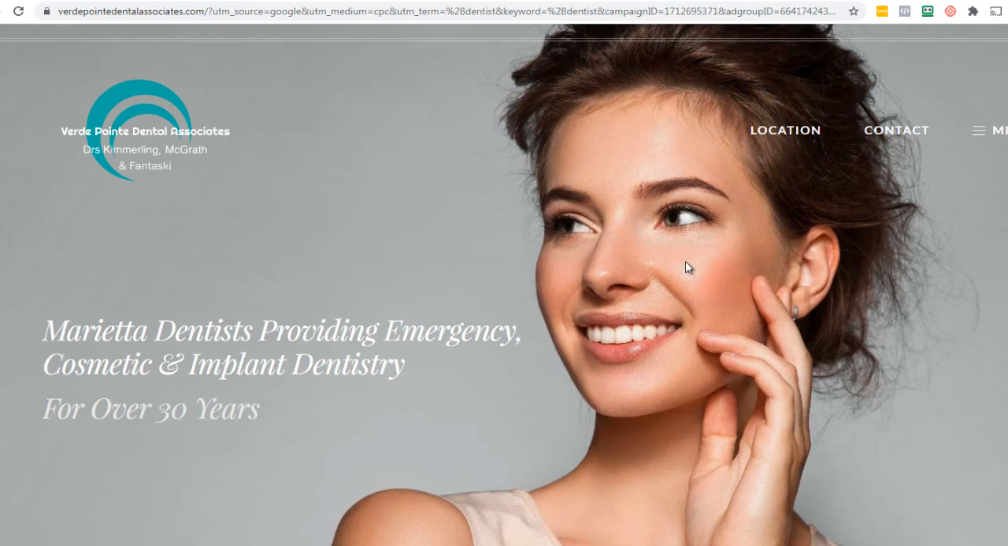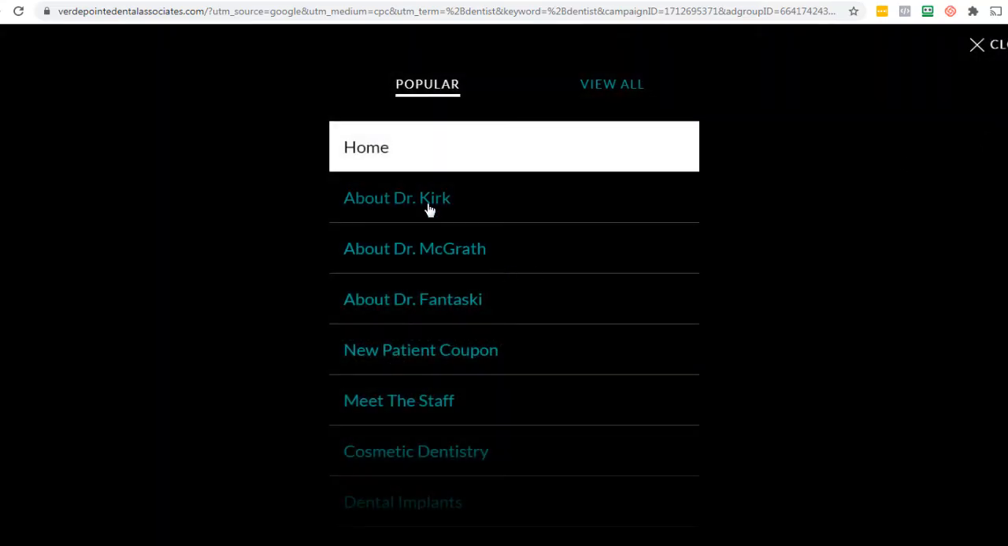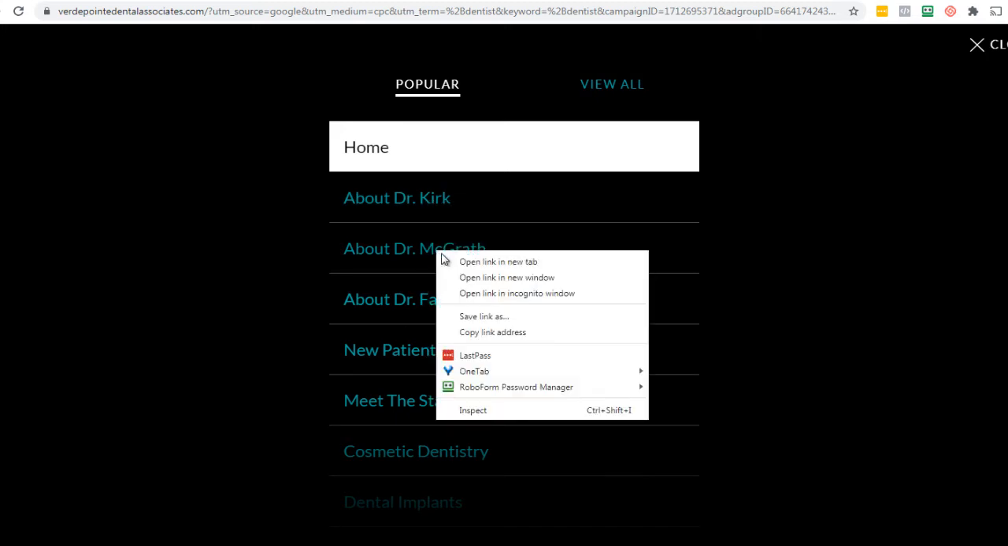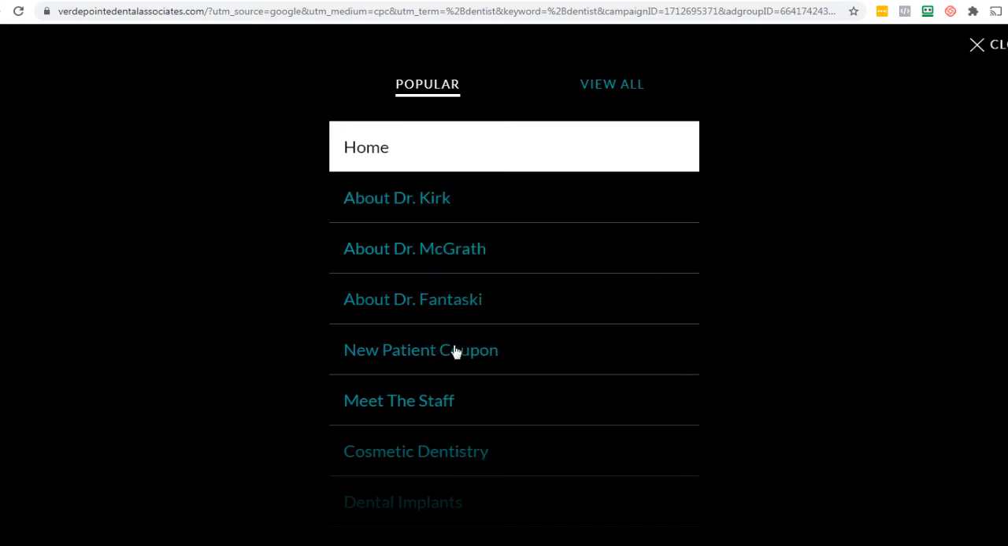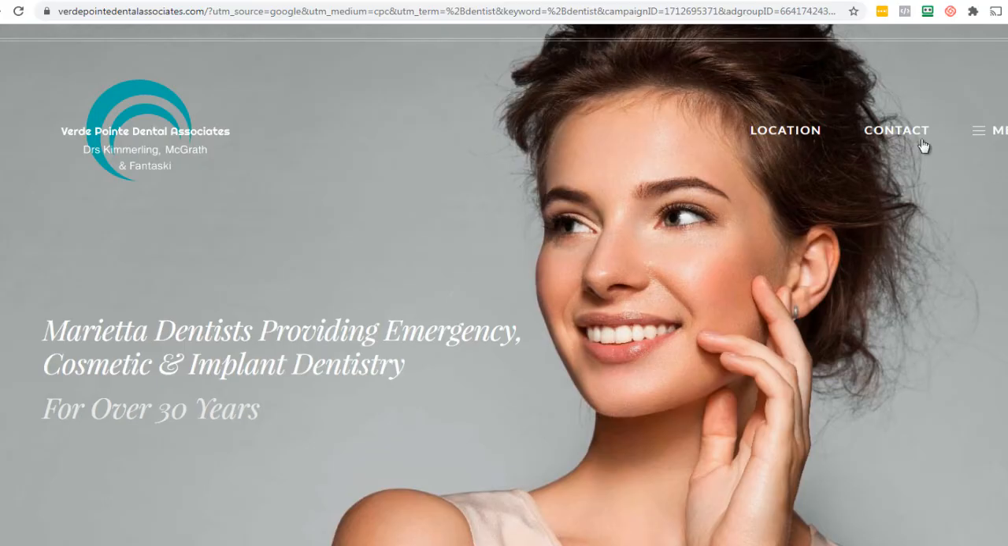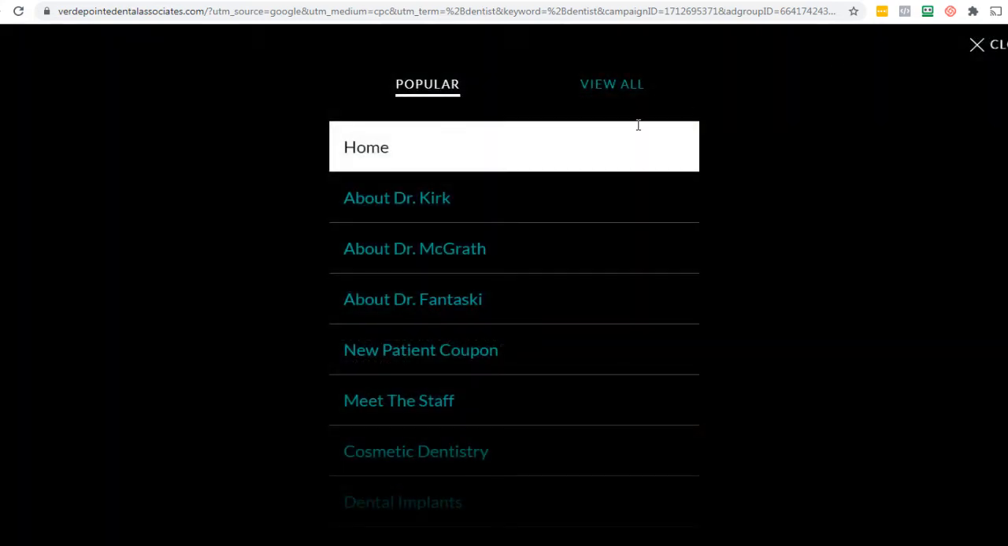So we can tell off the bat that this is a royalty-free image. Well, let's go here: location, contact, menu. So looks like they have several dentists. New patient, meet the staff. So one thing off the bat I can see is they have this little menu thing, but not everyone is going to know to click on this. In fact, when you click on it, it looks like an ad or something totally different.